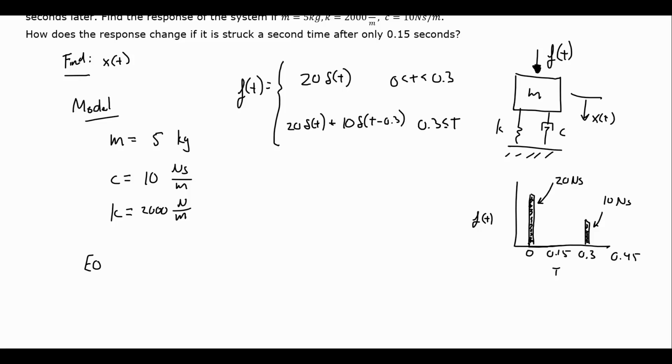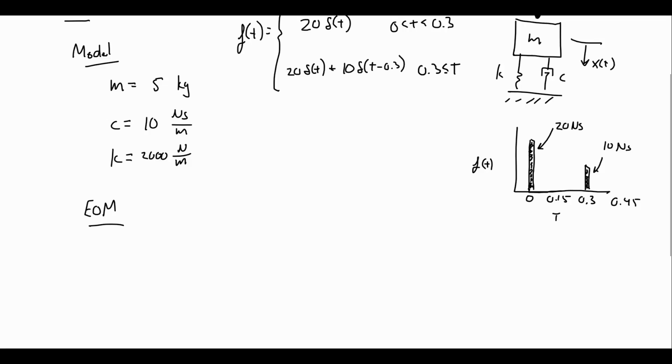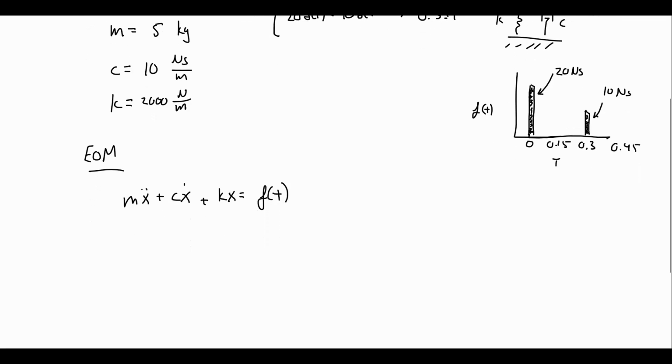So we have enough information to put together the equation of motion since we were given a lot of the relevant modeling information right away. Simple spring mass damper, it'll be in the form of m x double dot plus c x dot plus k x equals our right-hand side, f of t, which is expressed above. I won't rewrite it down here, but it's that piecewise function. And then we can put in our values, 5 x double dot, 10 x dot, 2000 x equals f of t.